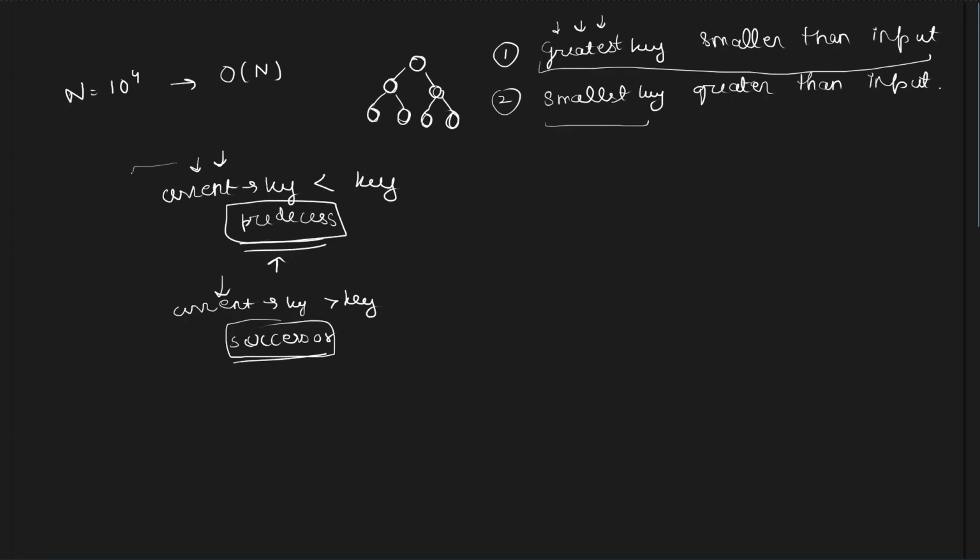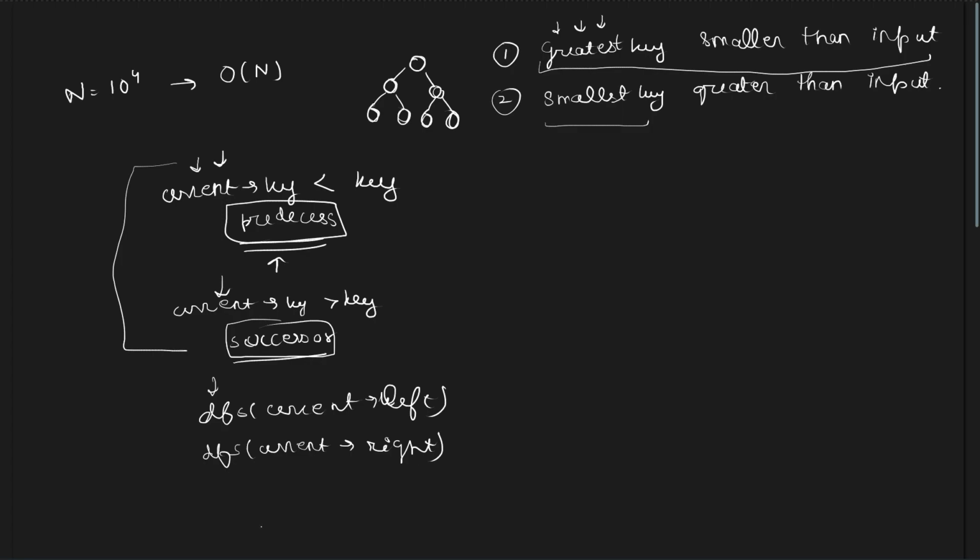Now, if at each node you do these two steps, and after it you just call DFS on current's left, so not actually DFS, you can call it DFS, or it can be like a traversal function also. So you can call it on current's left, or you can call it on current's right. Right? You can simply call this DFS function on both of them. This approach would definitely work. It's just that its complexity would be O of n, since you are visiting all the nodes, right?